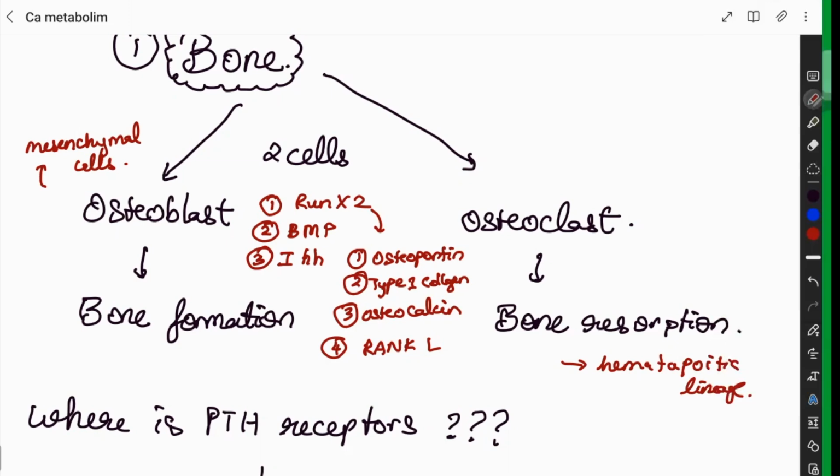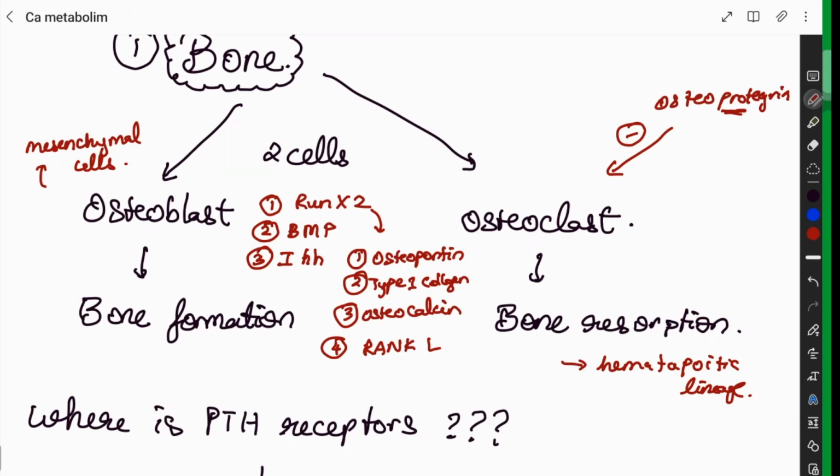Okay, now whenever there is going to be osteoclast differentiation, you need someone to inhibit it, isn't it? So who inhibits this osteoclast production? It is done by osteoprotegerin. The name itself says it is protecting the bone, so you call it osteoprotegerin. So the osteoclast differentiation is facilitated by osteoblast and inhibited by your osteoprotegerin.